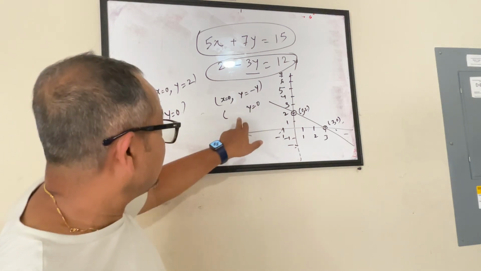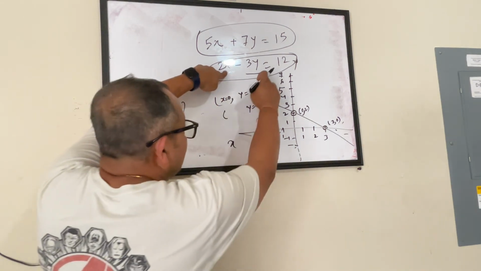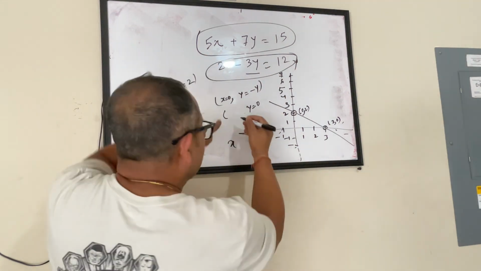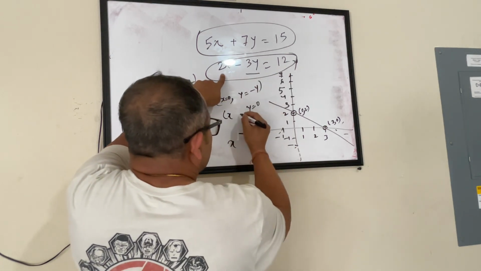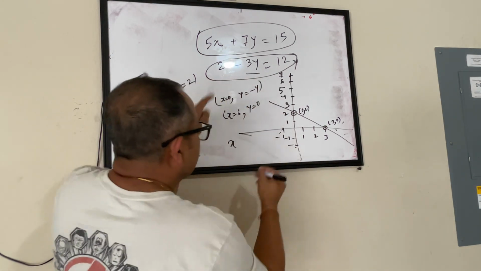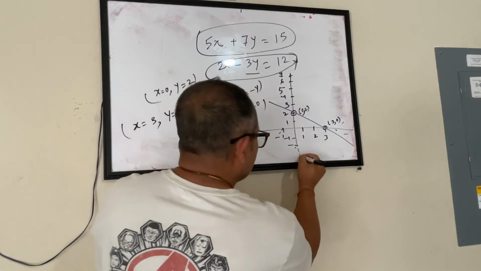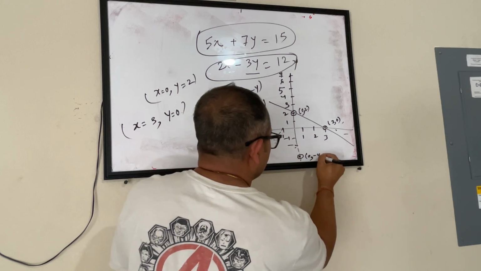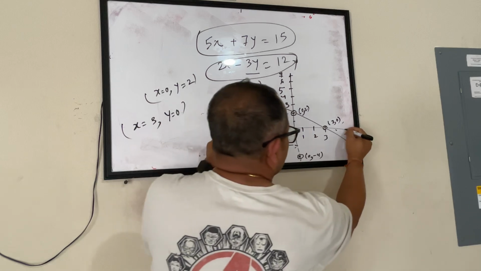So with the second equation, I picked x equals 0 and we got y equals minus 4. Then I put y equals 0, and that gives me x equals 12 by 2, that is 6. So we got 2 points: 0 and minus 4, somewhere here, and second is x is 6 and y is 0, somewhere here.